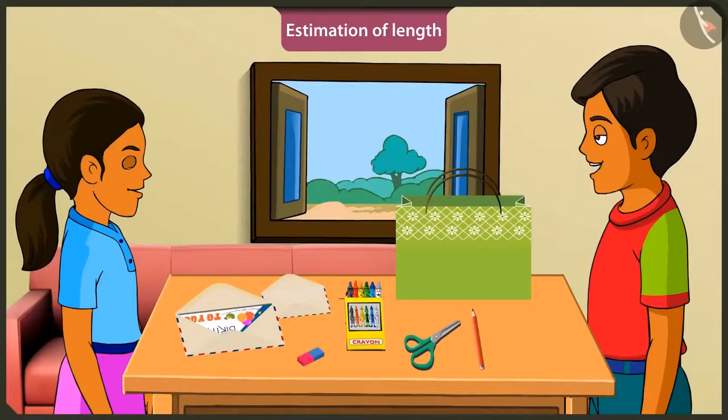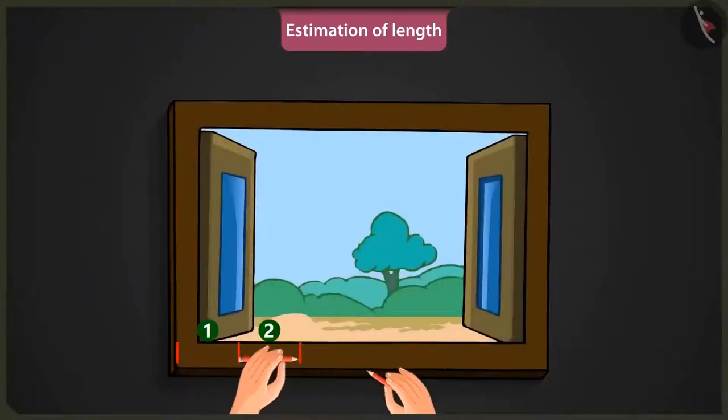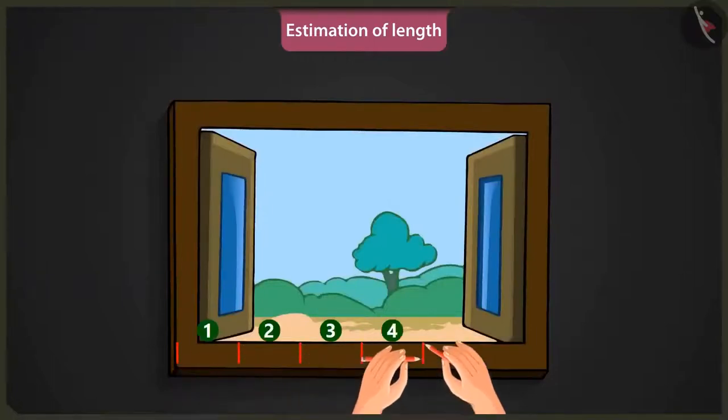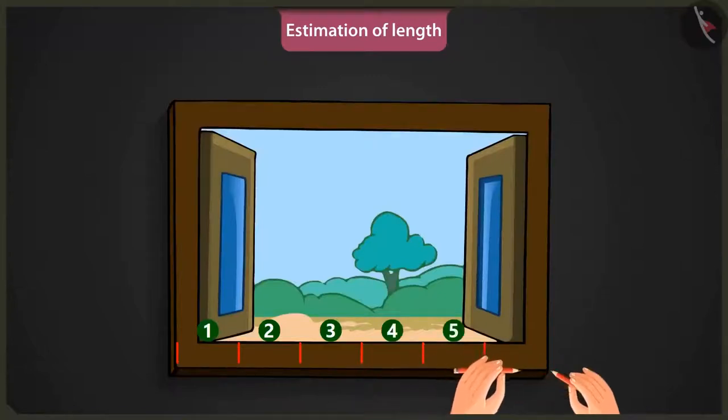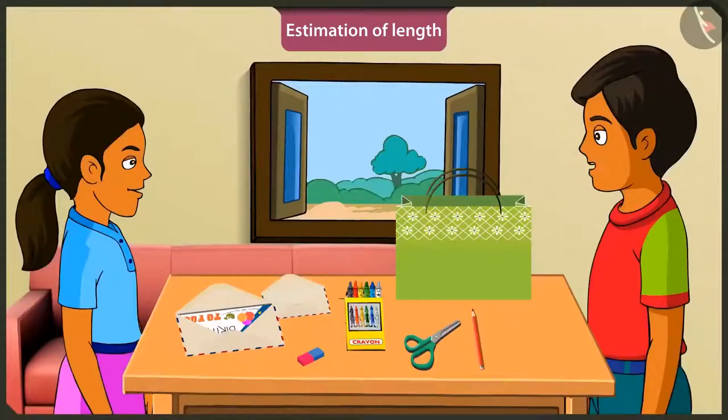Yes, Mintu. Now consider this pencil as a unit, and now use this pencil to measure the length of the window. 1, 2, 3, 4, 5, and 6. The length of this window is 6 pencils long. Yes, so Mintu, like this we can consider the measure of a smaller object as a unit to estimate the length of a bigger object.